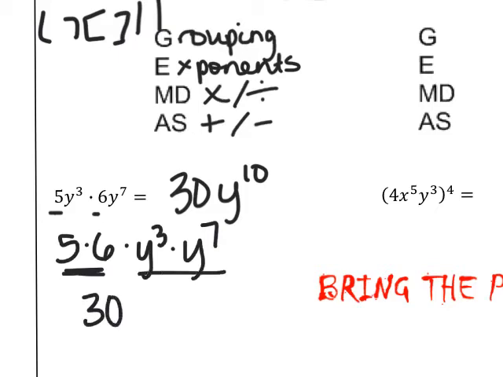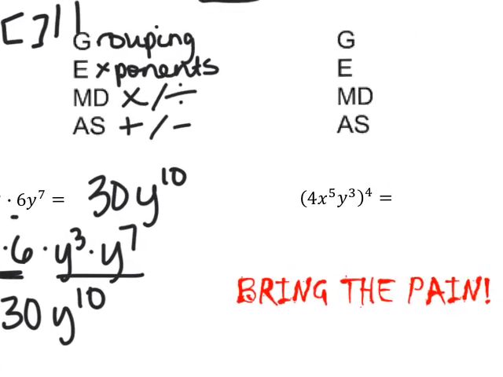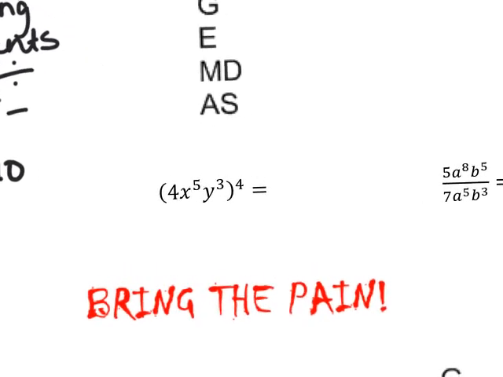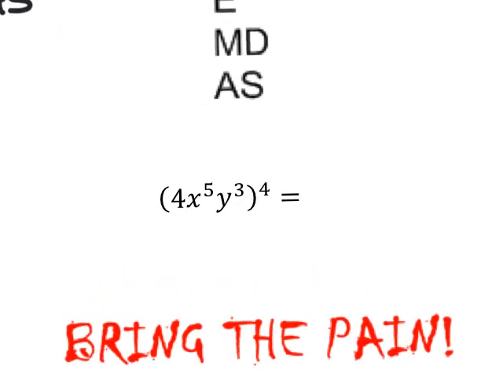And then y to the third times y to the seventh would give you y to the 10th. Sometimes that's helpful to group things as you go. Okay. So now here, I'm going to zoom that in for you, make it a little bit easier. Remember that 4 is the same thing as 4 to the first. And I'm going to use a distributive property to multiply each of those exponents by 4.